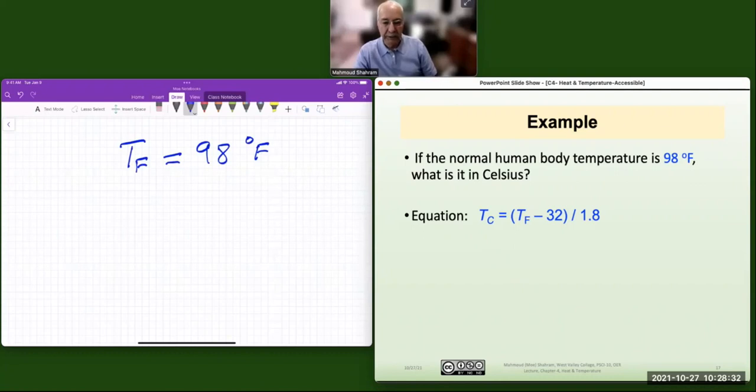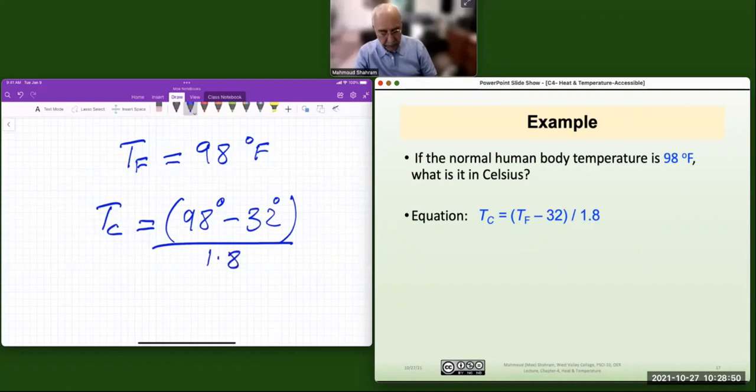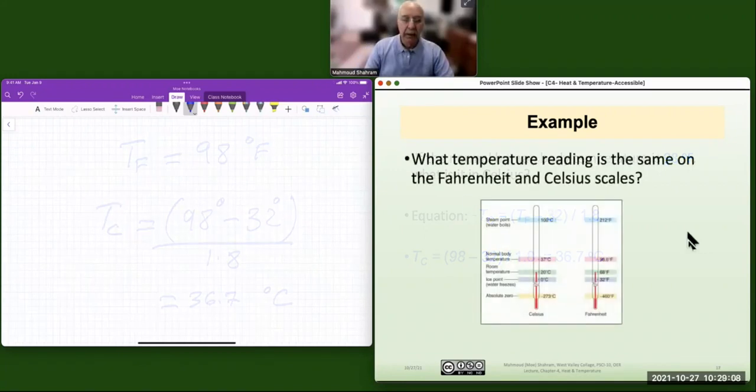What is in Celsius? So we use this equation that we just introduced. T Celsius is equal to 98 degrees minus 32 degrees, divided by 1.8. And when you do that, you get 36.7 degrees Celsius.